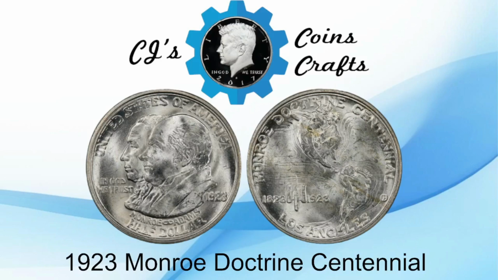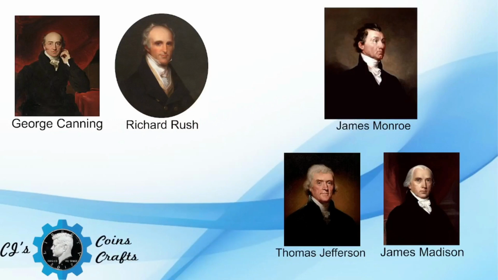The second part is British concerns that a Spanish restoration in Latin America would cancel Britain's ability to trade there. The British Foreign Minister George Canning proposed to America's Minister to Great Britain Richard Rush that the two nations issue a joint statement against the retaking of the former Spanish colonies.